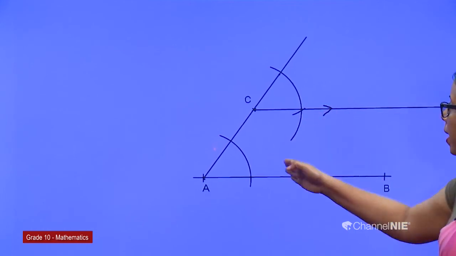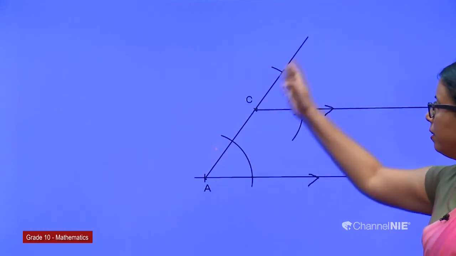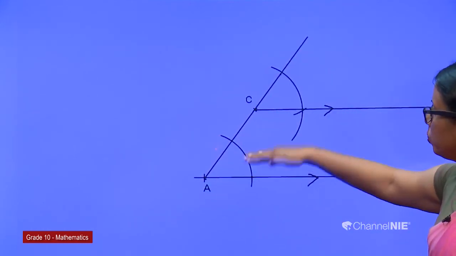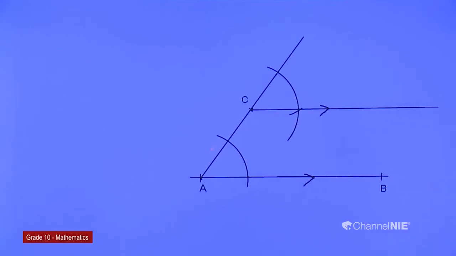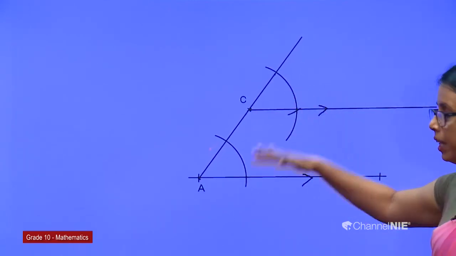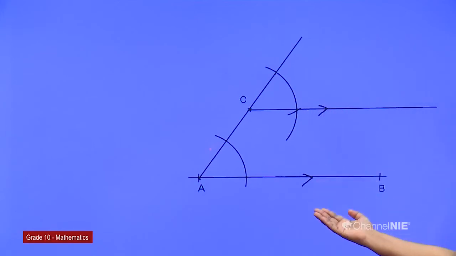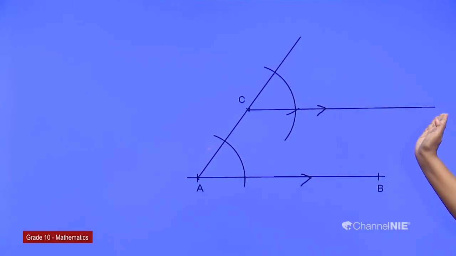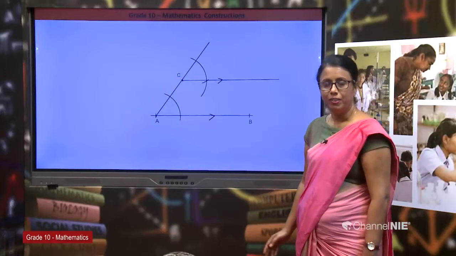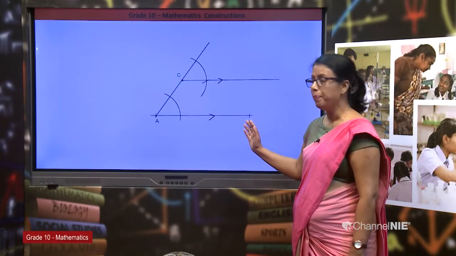So, these two lines intersect with this line, this is the transversal. So, these two angles are corresponding angles. We constructed those two angles equally. If corresponding angles are equal, those two lines are parallel. Okay children, let us go to the second method.